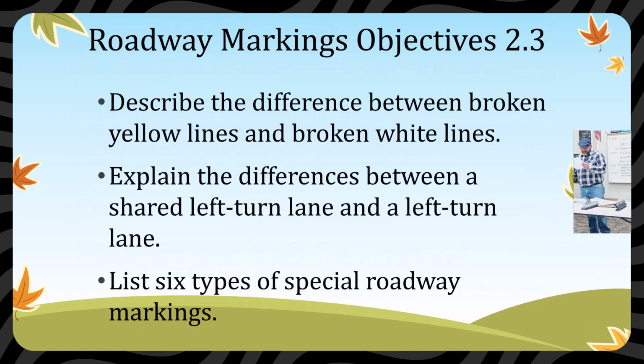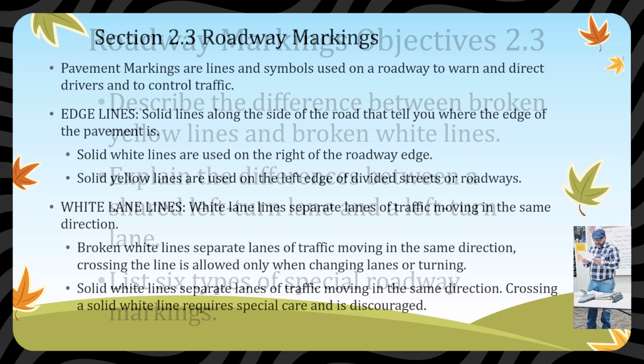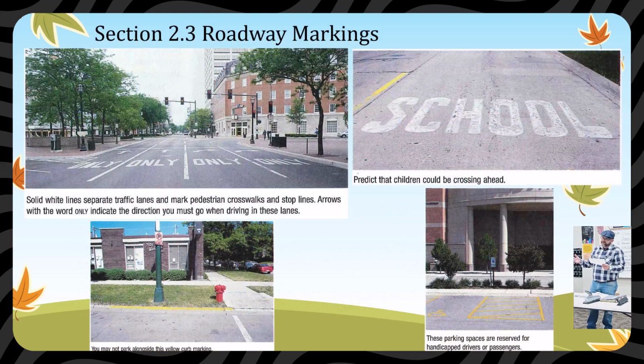These are the objectives we're going to try. We want to know the difference between the solid and the broken lines, the yellow and the whites. We want to know the difference between left turning lanes, right turning lanes, and the 6 types of special markings that they list in the book. We'll go over them real quick. There are different kinds: paving markers, edge marking, and white lines. And these are some of the examples that I have for you.